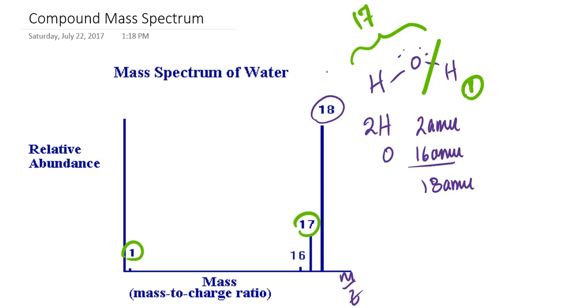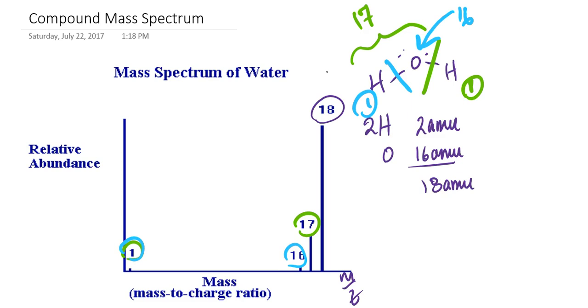If this happens again, and we break this bond as well, then I'll have 2 fragments with an atomic mass of 1, and the mass of the oxygen atom by itself would then be 16. Notice again, peak of 1, peak of 16. And so what this does is it creates sort of a mass spectral fingerprint for the water molecule, and this same line of reasoning can be used with other compounds to help identify them.